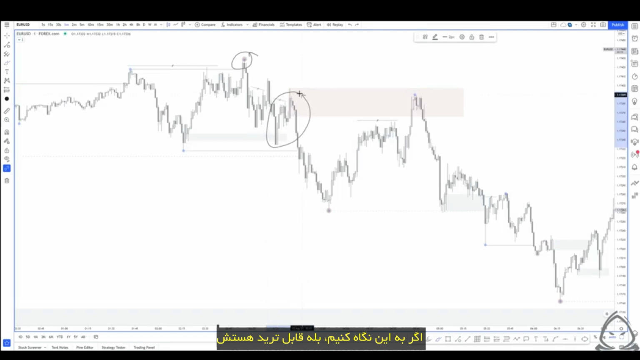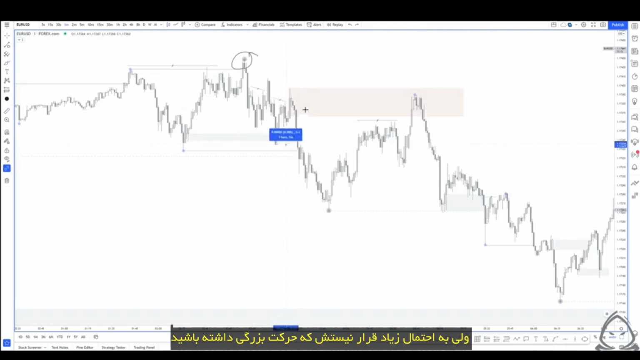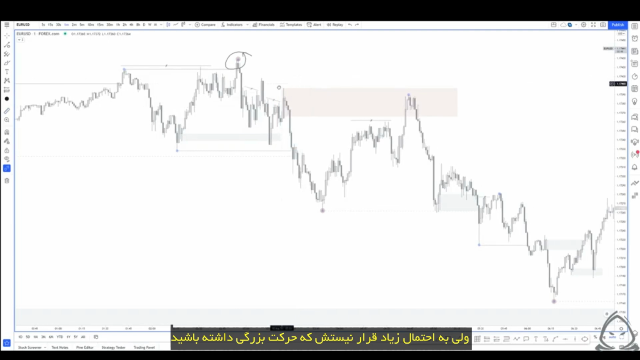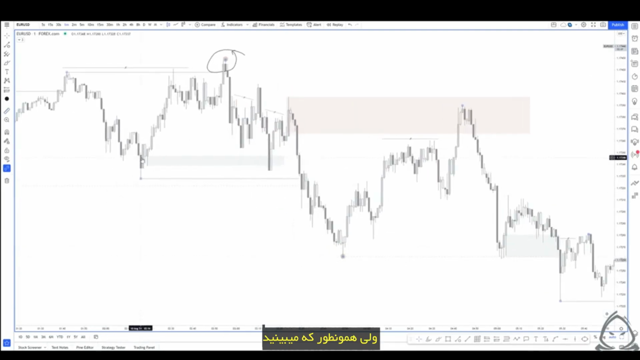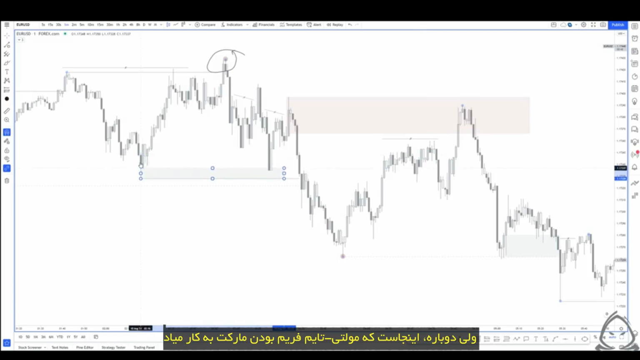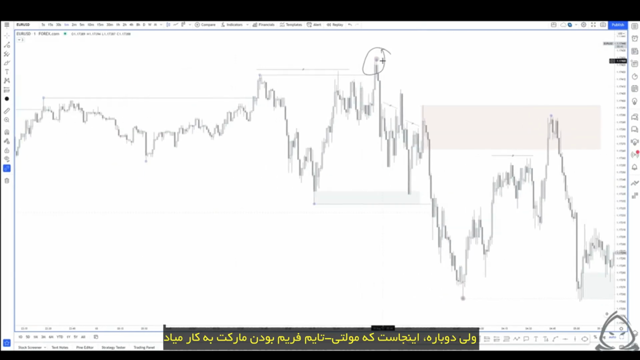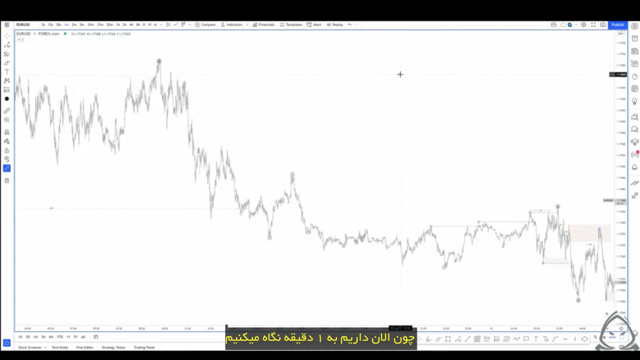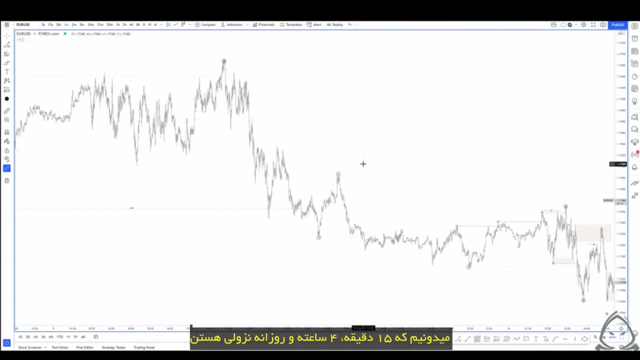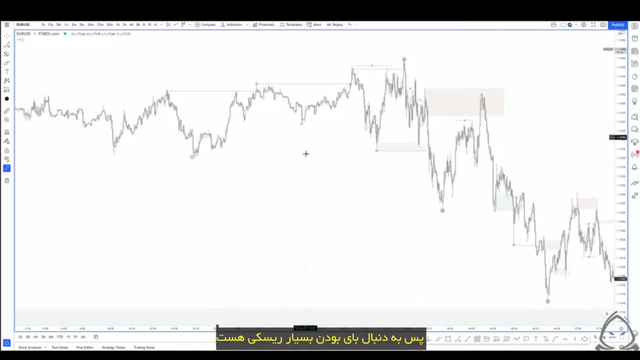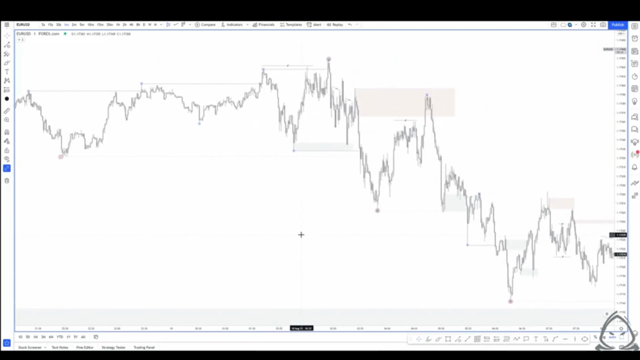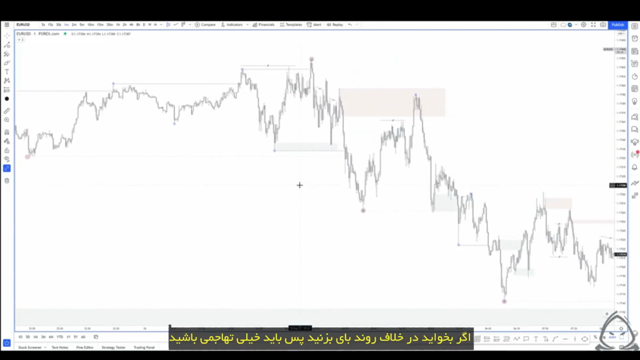If we're looking at this, yes, that is tradable, but more than likely, you're not really going to get a whole lot of a move out of that. But as you can see, this demand zone was valid because we broke structure. But again, this is where multi-time frame market structure really comes into play, because now we're looking at the 1 minute. We know that the 15 minute, the 4 hour, and the daily are bearish, so looking to buy is incredibly risky. If you are looking to buy in a counter trend perspective, then you need to be much more aggressive.